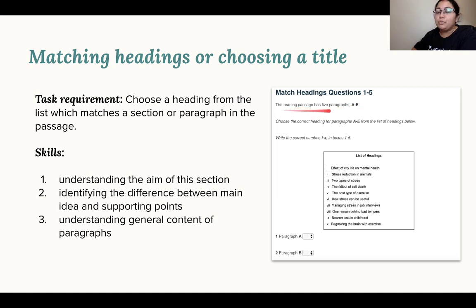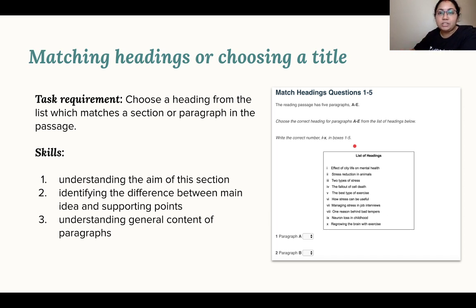So this is exactly how you look at the matching heading questions. First of all, read the questions carefully. Read what it says, all right? It says the reading passage has 5 paragraphs, A to E. Choose the correct heading for the paragraphs. So this is a hint.